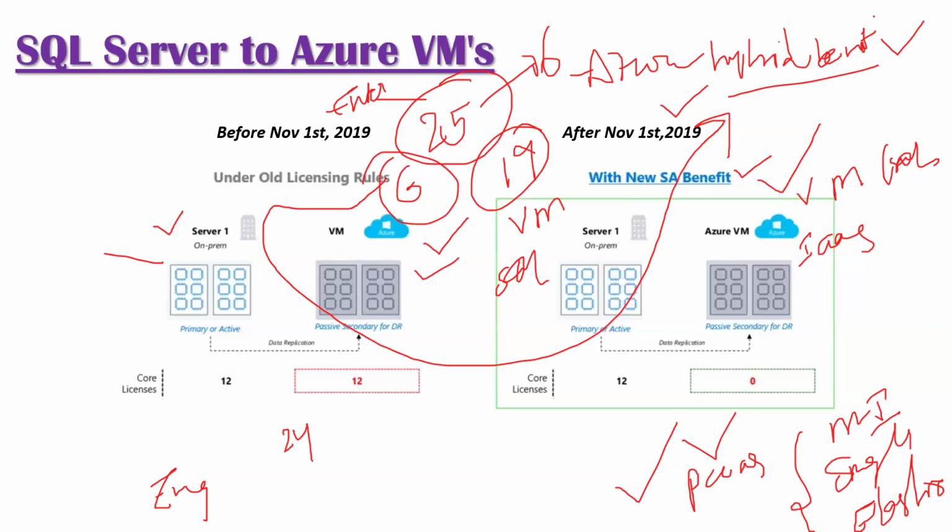So far we discussed many things: the prerequisites, the things we wanted to remember before installing SQL Server, and the licensing. The next session is our installation.